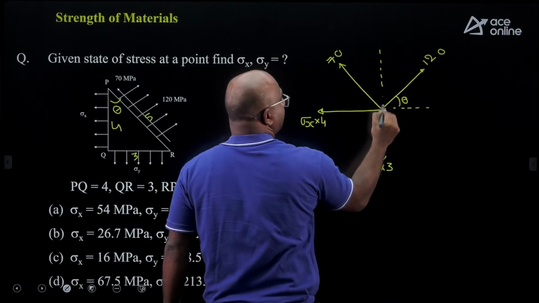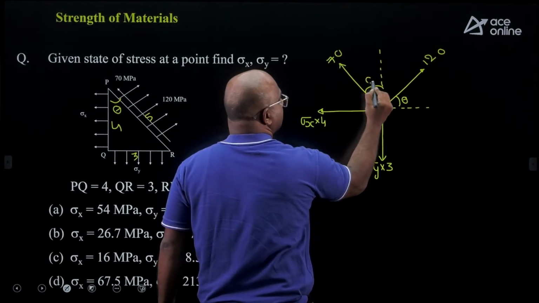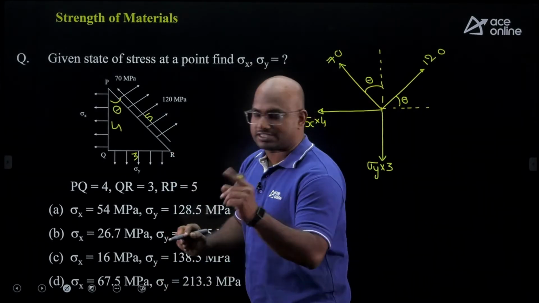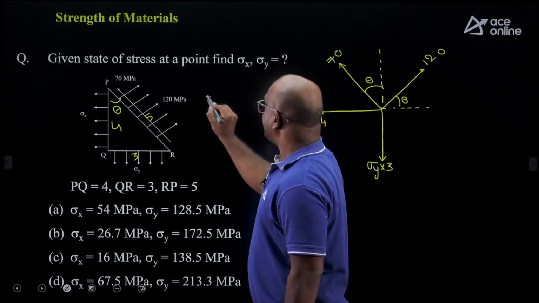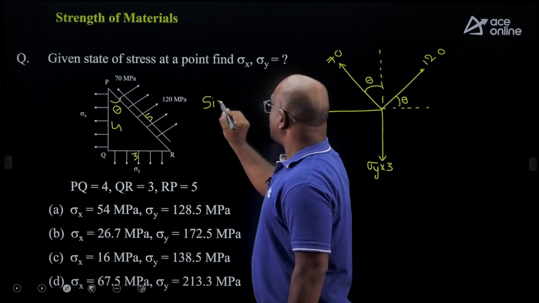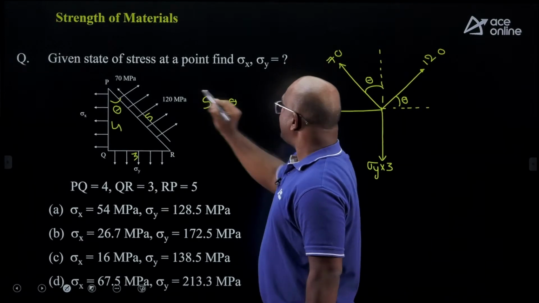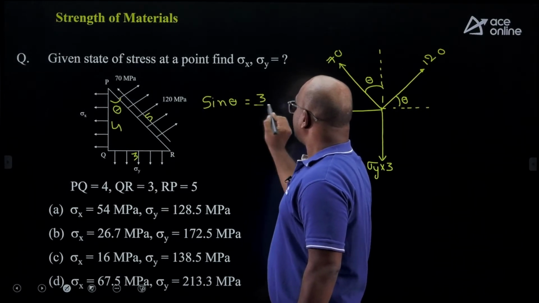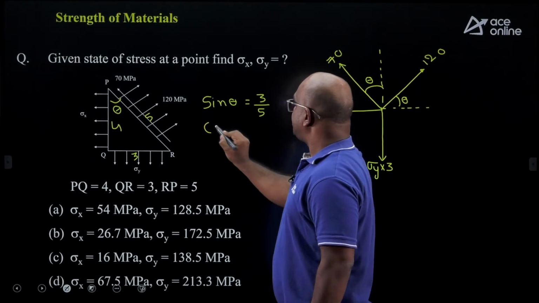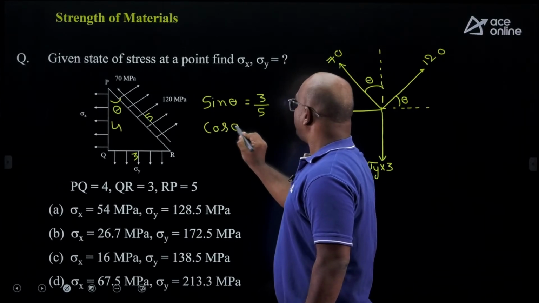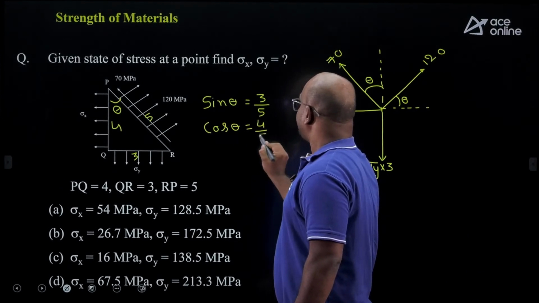Now listen carefully, sir. If this is theta, this is also theta, guys. But how much is the value of theta first? Here you can guess directly. Sin theta equal to how much, guys? 3 by 5. Cos theta equal to how much, guys? 4 by 5. Yes or no?